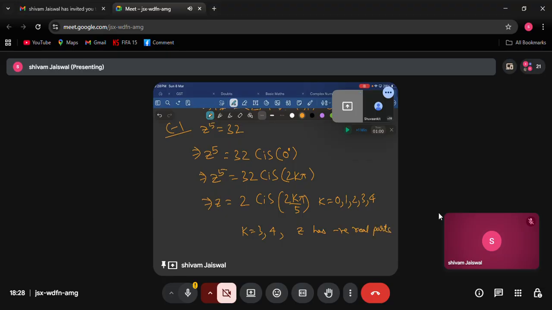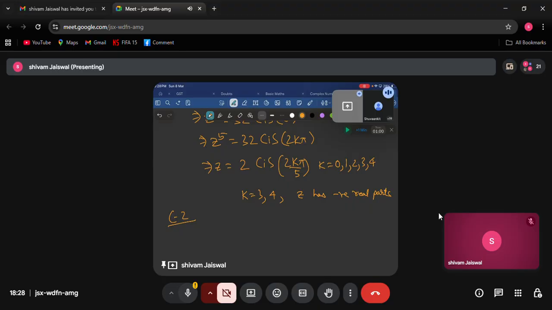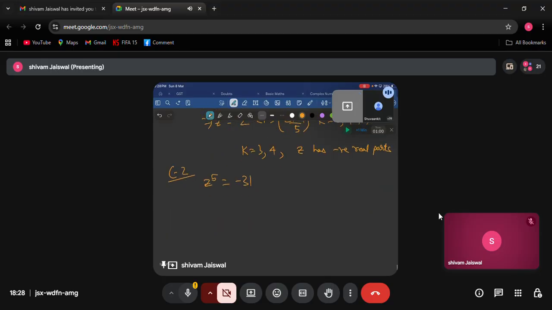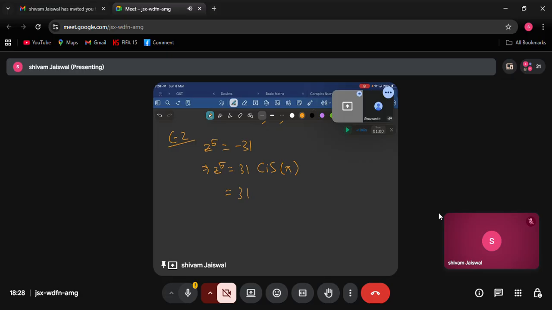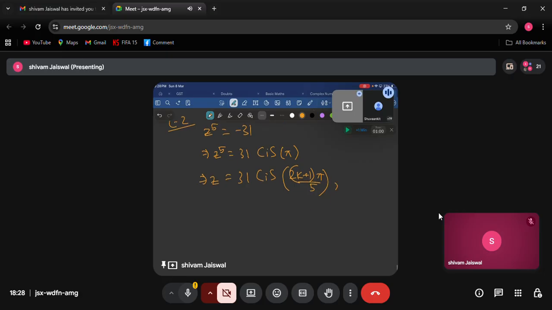Yes, sir. Similarly, case 2 also we can solve. Case 2 is z to the power 5 is equal to minus 31. So I can write it as z to the power 5 is equal to 31 into cis pi. Right? So z will be equal to 31 into cis (2k plus 1) pi by 5, where k will be equal to 0, 1, 2, 3, 4.